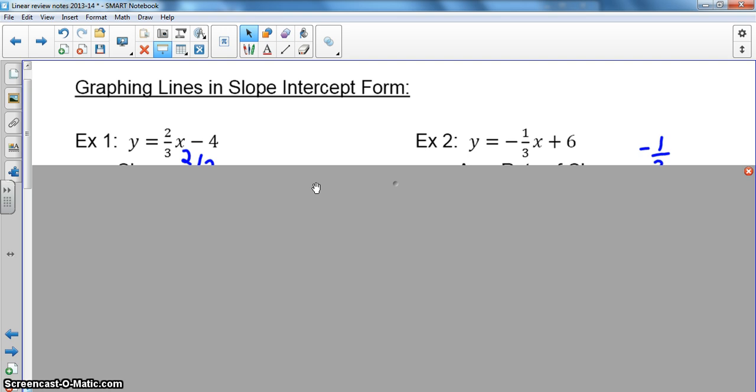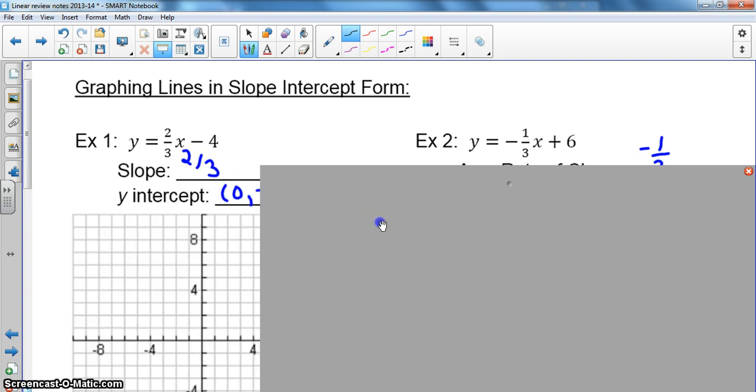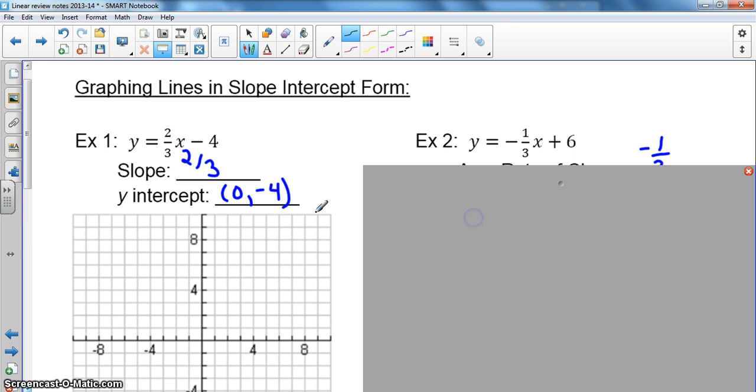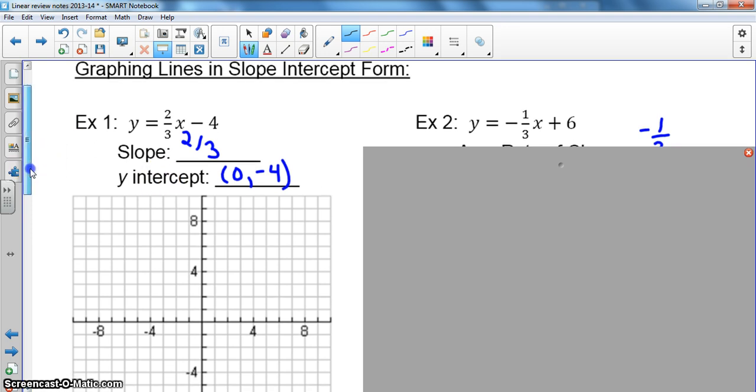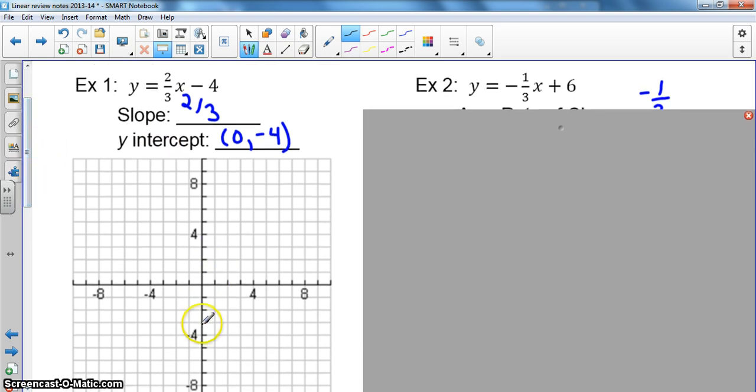Remember, our slope is always the m, which is the number in front of the x. So in this case, our slope is 2/3. And then our b value is that number out here by itself. So our b value is -4, but remember our y-intercept always has to be written as a point. So it is the point 0, -4. So when we go to graph this, we always start with our y-intercept. So we're starting by putting a point at 0, -4.